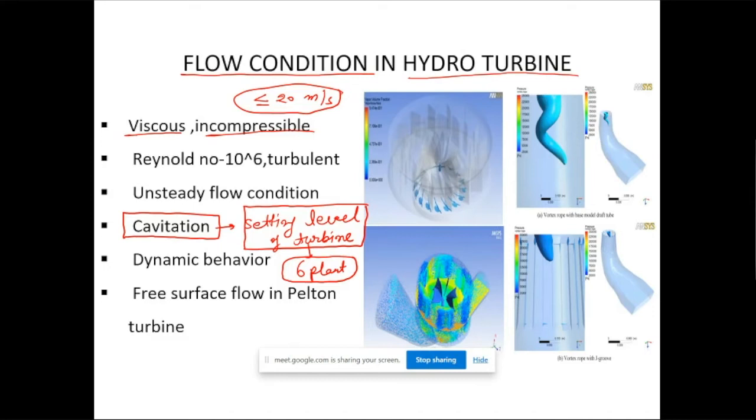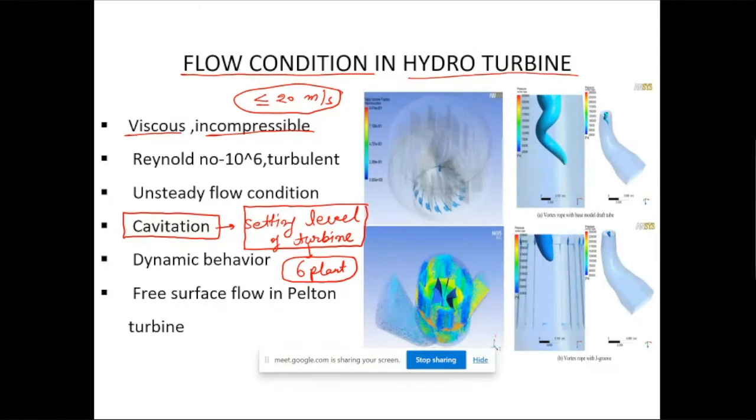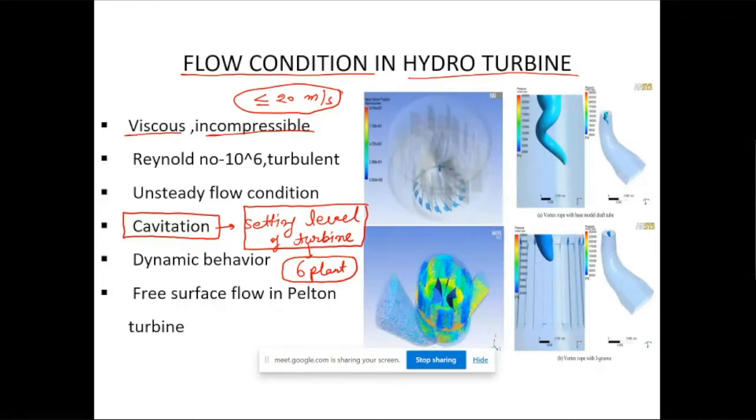So this kind of study we also perform using the CFD. There are some cavitation models which we apply along with the turbulence model. Then we can predict at what suction condition we have cavitation and at what suction condition we are away from the cavitation. So these kinds of things we can predict using the CFD.